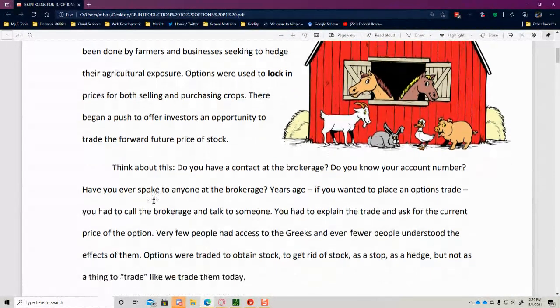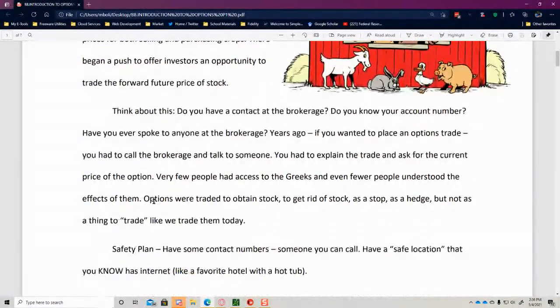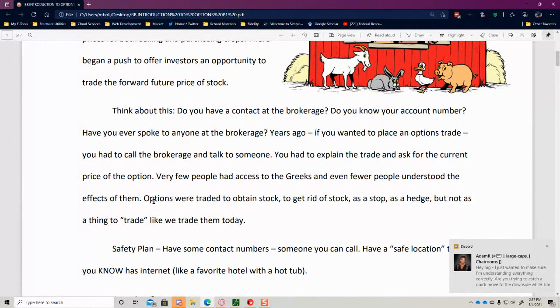So options are used to lock in the forward future price of something. And a lot of new traders come from the logic of social media: two people bragging about buying a call and making a 5,000% profit on it. And that's what a new trader thinks that options are.